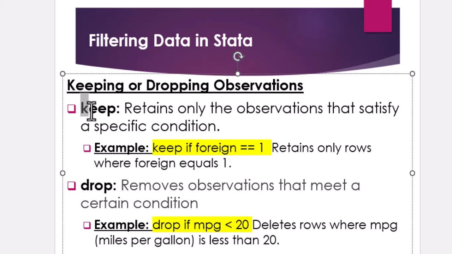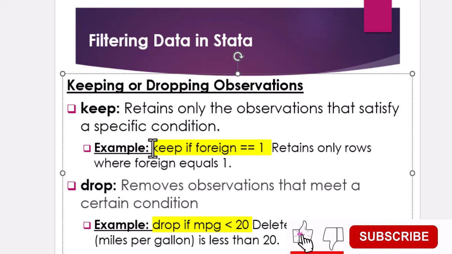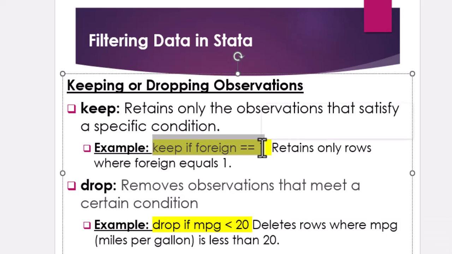The first command that we use is called keep. This command retains only the observations that satisfy a particular condition. For instance, we may write this command: keep if foreign is equal to 1. This means that we retain only rows where foreign is equal to 1.